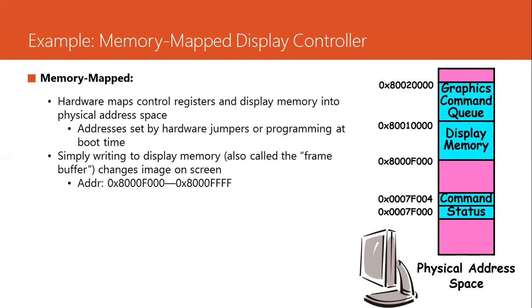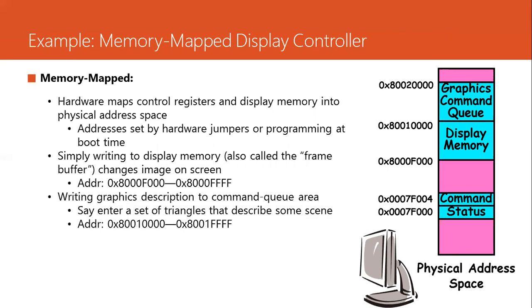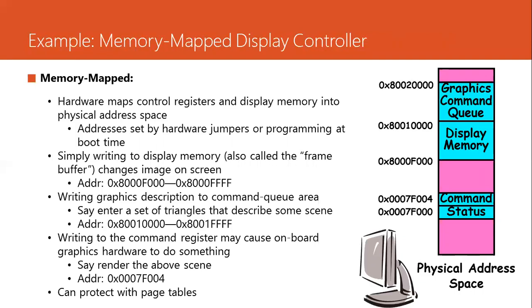The other option is writing to display memory, which is also called the frame buffer. You could put your individual pixels there, essentially changing the image on the screen. Another option is that you might write a set of commands or descriptions in the command queue address space. For example, you might have some triangles and rectangles that make an interesting scene, and all of a sudden we have an interesting display. Similarly, writing to the command register may cause the onboard graphics hardware to wake up and do something.